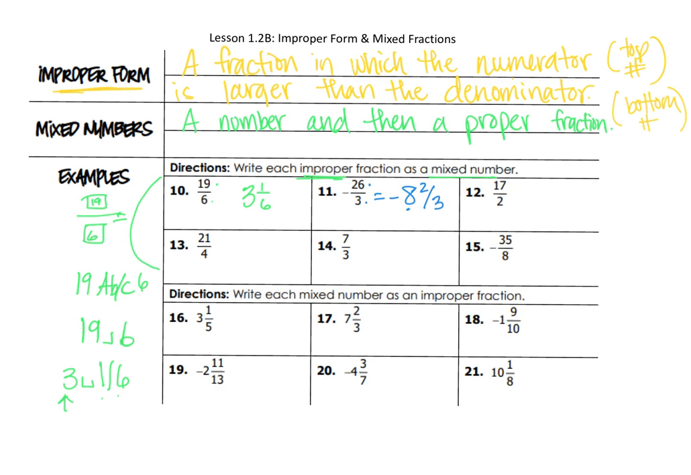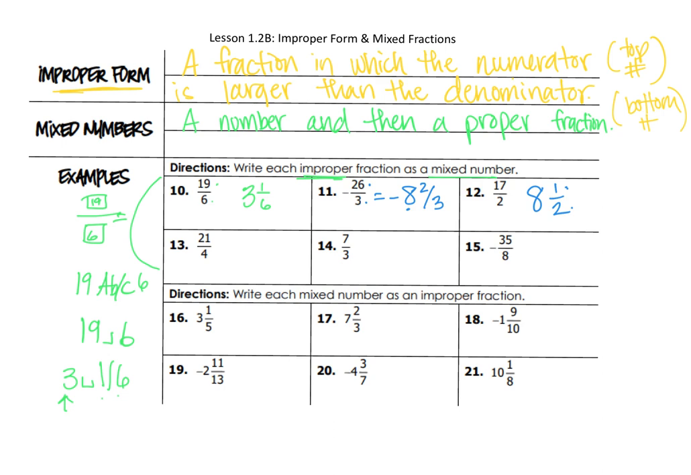17/2, I would type in 17, hit the fraction button, and then 2. So 2 is in the bottom, and I get 8 as my whole number, my regular number, and then 1/2 as my fraction. And again, these are proper fractions because 1 is smaller than 2, my smaller number is in the numerator. Okay, 21/4 for number 13.